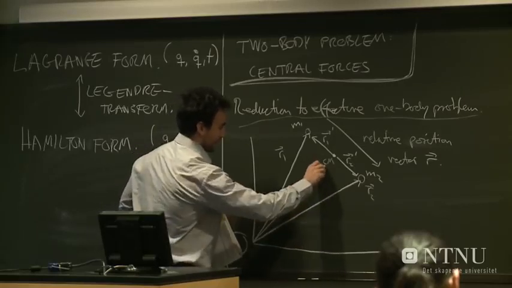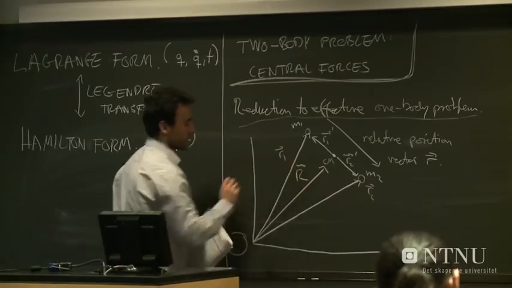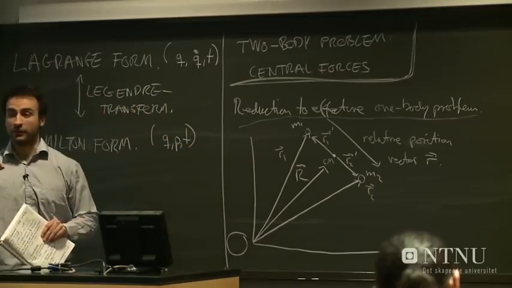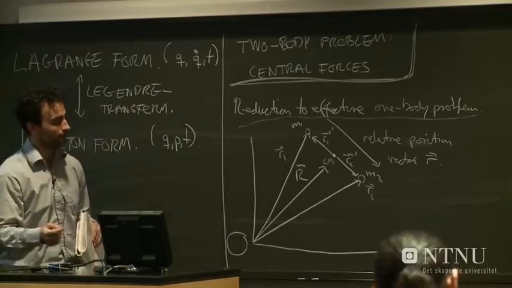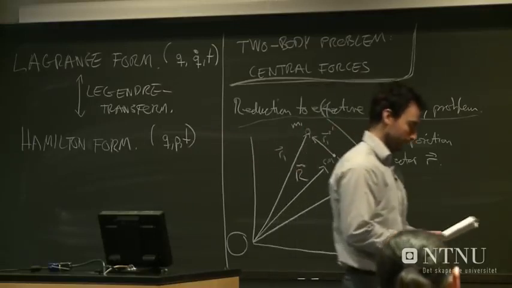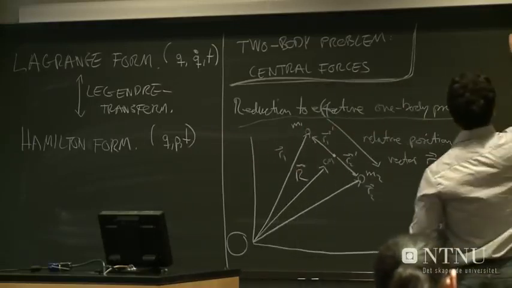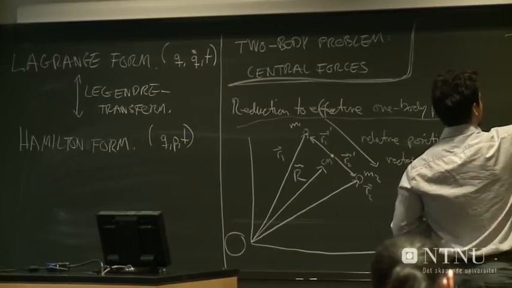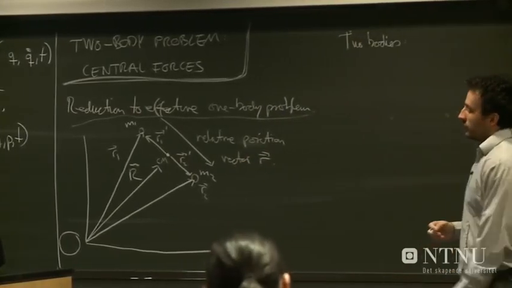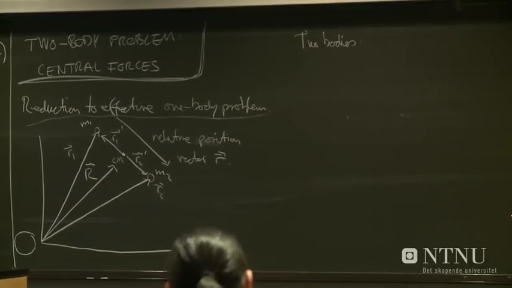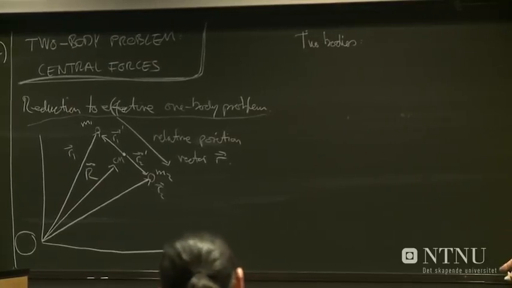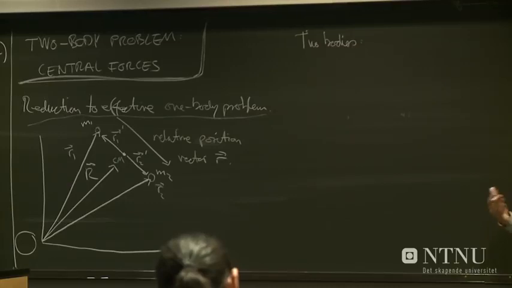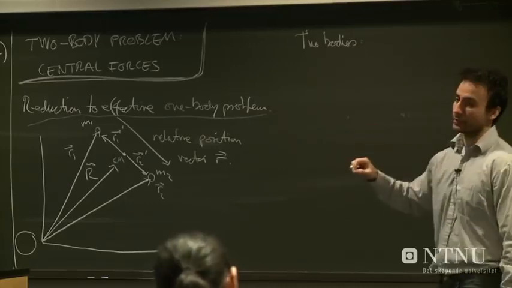One more thing. Large R is the position of the center of mass. If we have two bodies and no further constraints, it means we have 6 degrees of freedom, 3 degrees of freedom for each particle, since it can move in three directions.